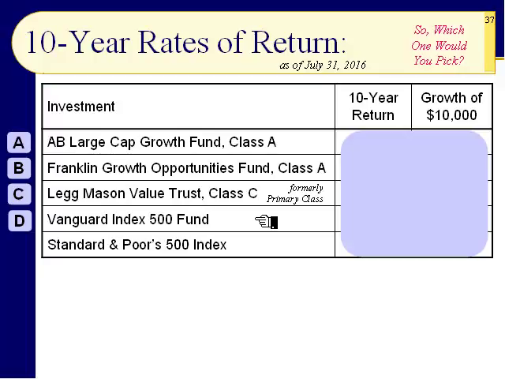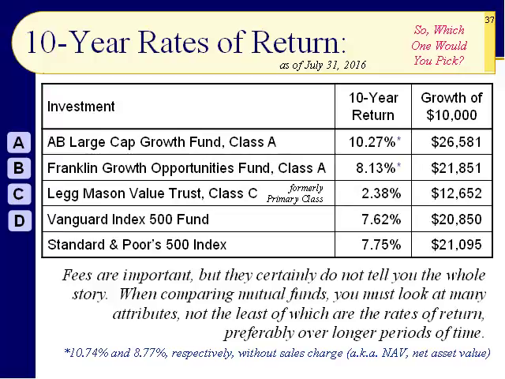Okay, now if you printed this out, it's going to be difficult, right? You're going to have to look at it on the screen because that little blue box is in the way. But it turns out that fees are important, but they certainly do not tell you the whole story. When comparing mutual funds, you must look at many attributes, not the least of which are the rates of return, preferably over longer periods of time. And folks, I don't even like 10 years. I like 30, 40, 50 years. And they're out there, folks. They're out there. And so let's take a look at how we did.